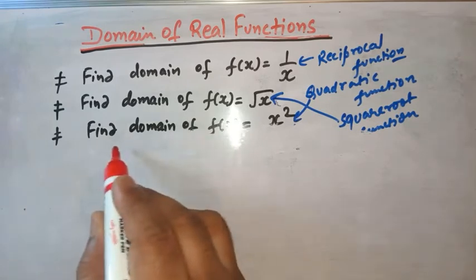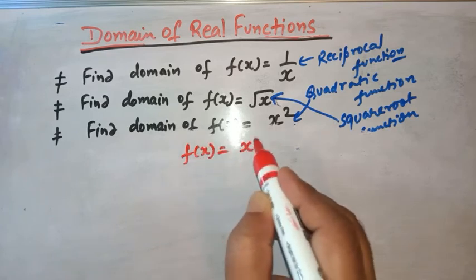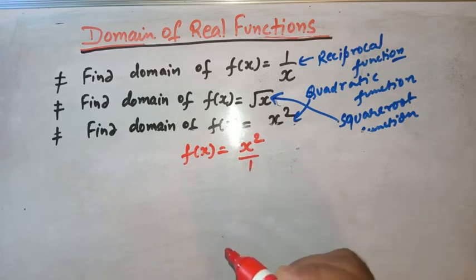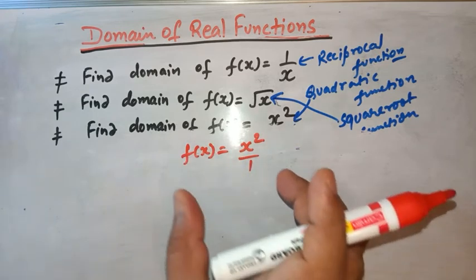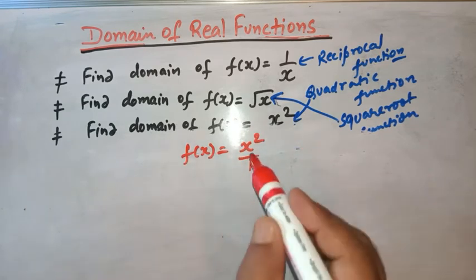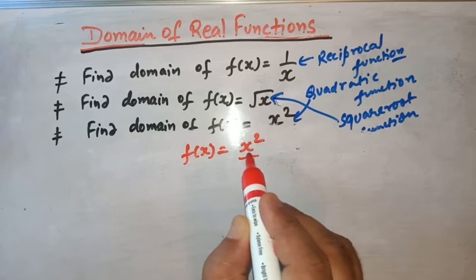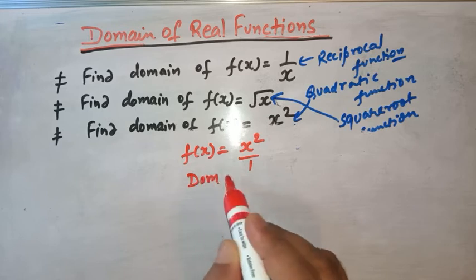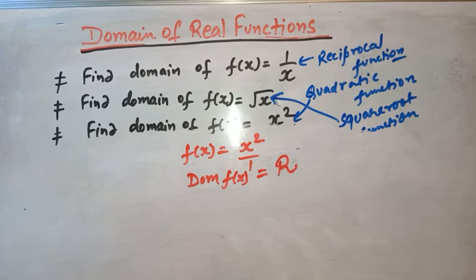Now let us take the domain of f(x) is equal to x square. So here we see that this is x square and the denominator is 1. So obviously this is quite evident from the appearance of this function that this function is valid for all real numbers. So the domain of this function f(x) is the set of real numbers. Clear? Suppose let us take one more example here.